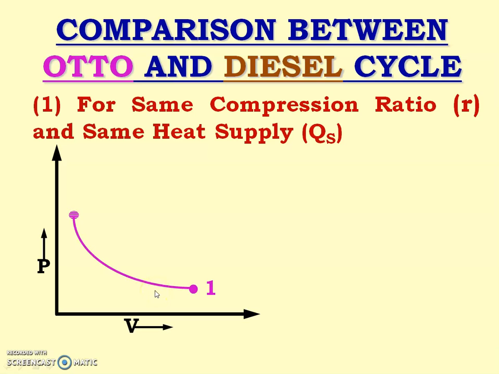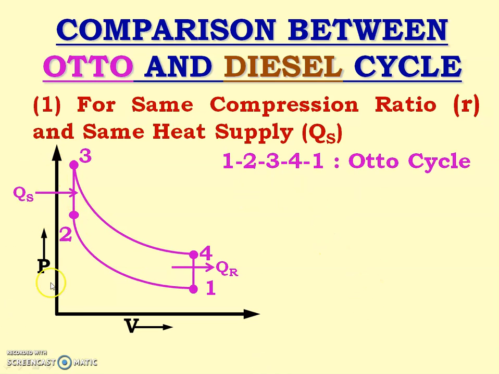So let us select the first criteria, same compression ratio r and same heat supply. So this one is which cycle? I have drawn one cycle on PV diagram. 1, 2, 3, 4.